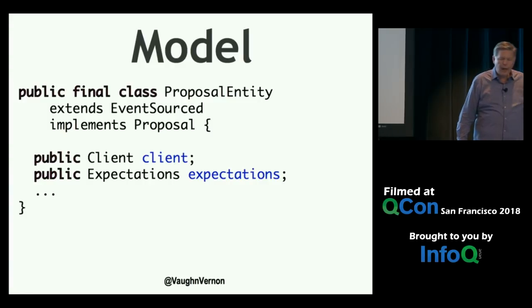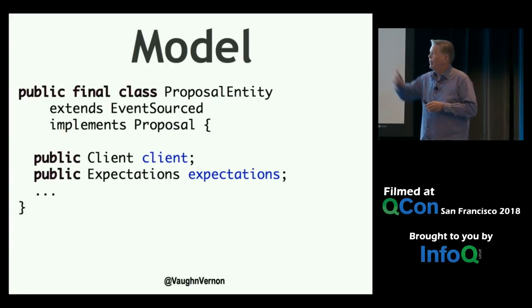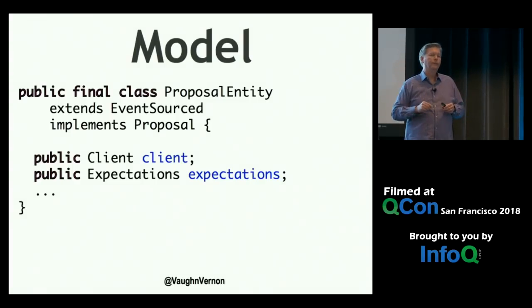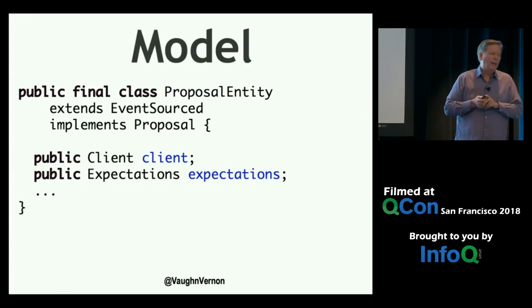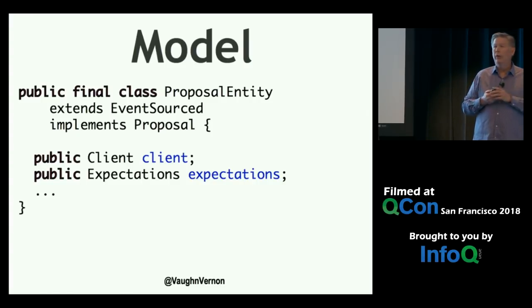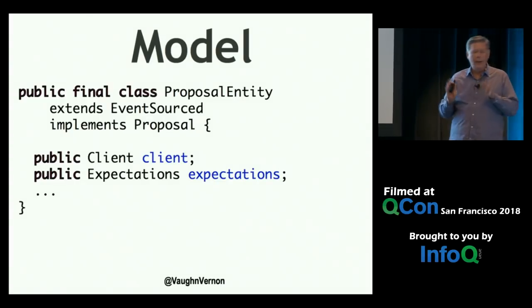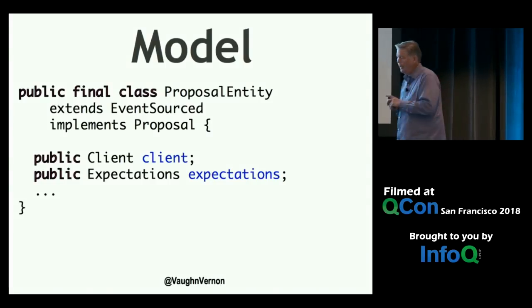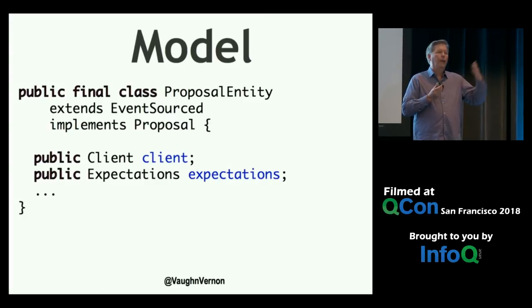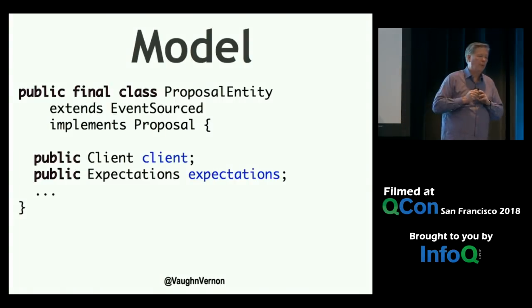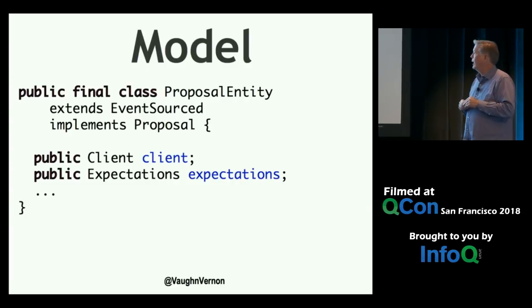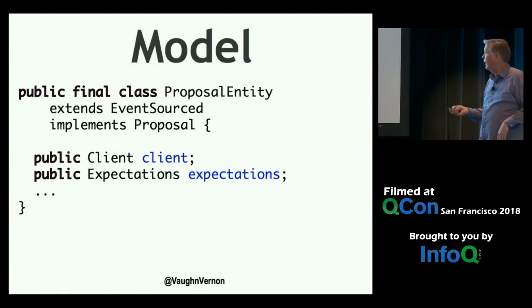So here we have a proposal, and notice that this proposal implements the proposal protocol. This is the protocol that this proposal understands, and I showed you a few slides ago what that protocol is. And we happen to be an event-sourced kind of entity, so we're using event sourcing, and if you don't know about that, I won't go into it a lot here, but you can look it up. It's basically where the events that get emitted from this proposal collectively and in order represent the entire state of this proposal entity that has been built up over time. So notice that we have two attributes, client and expectations. These are the ones that have been put into our proposal through the submit for fluent method.